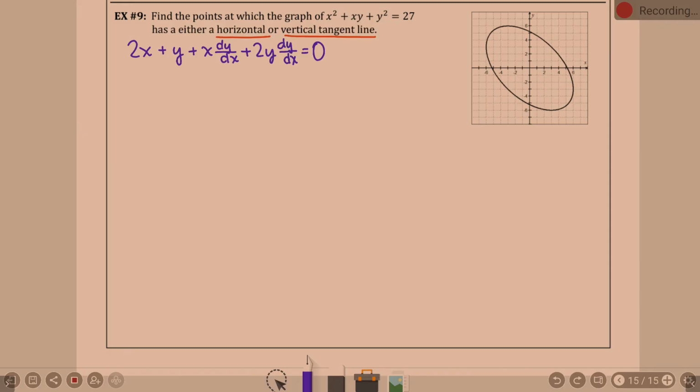Well, I'm going to go ahead and factor out my dy/dx terms. I have x plus 2y. It ends up becoming negative 2x minus y. What I did is I factored out my dy/dx of those terms, and I moved the other terms to the right. And now I'm going to divide. Mine is listed as negative 2x minus y over x plus 2y.